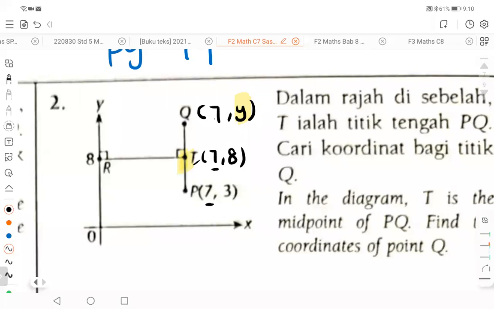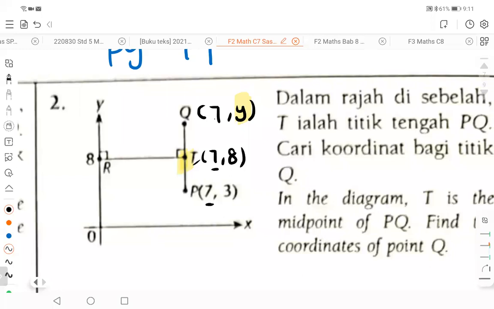It's not 3 because it's not the same height. It's 13, yes. It's not 3 but 13. Why 13? Okay, someone answered you. It's 13, yeah. How to get 13?